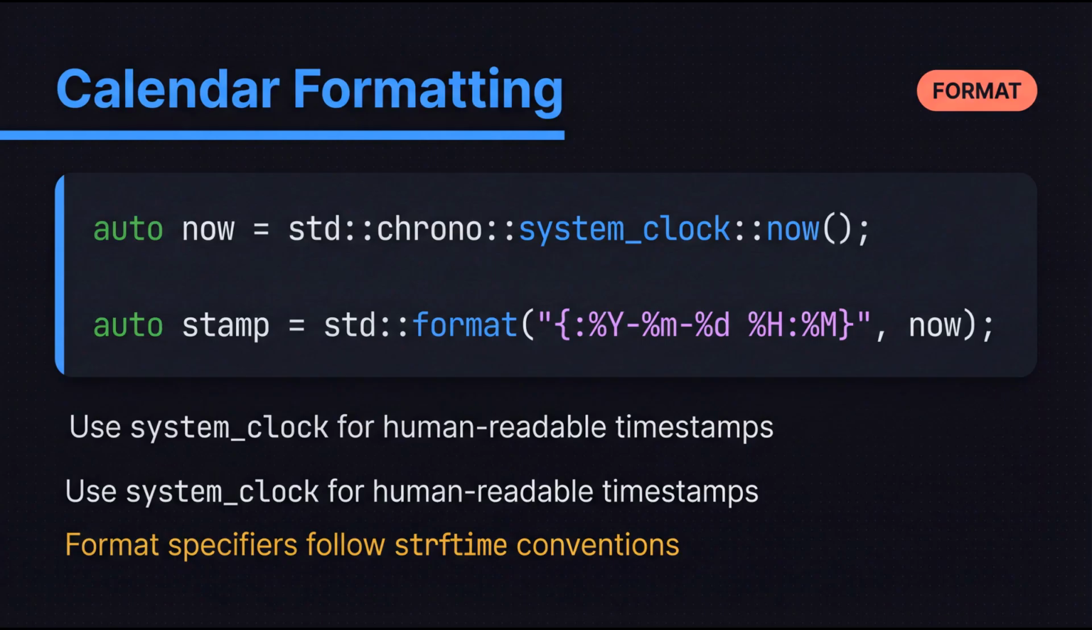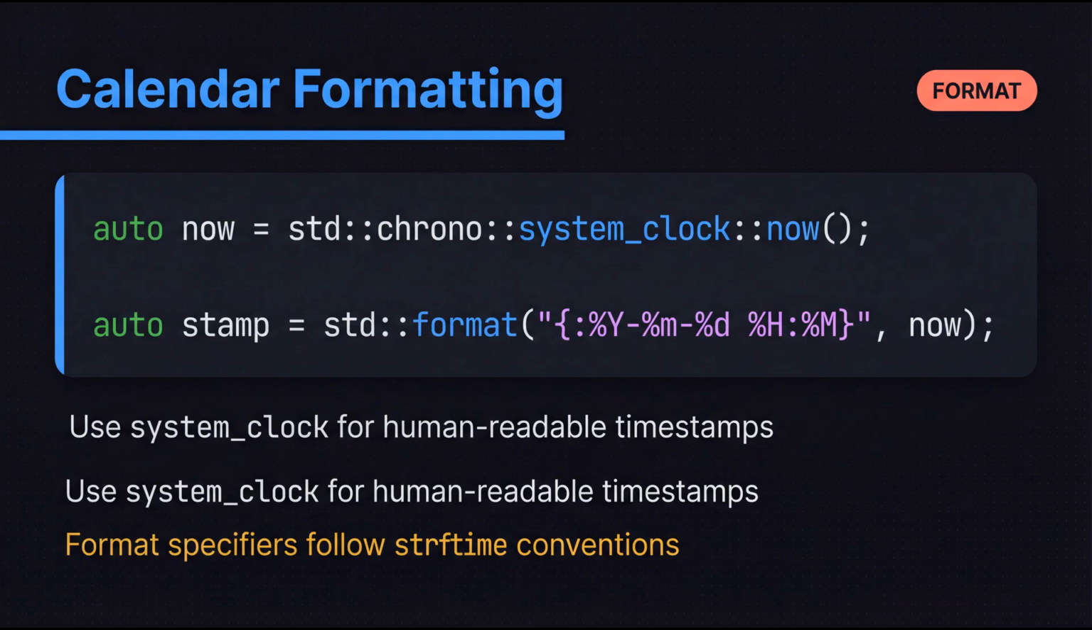System clock time points can be formatted directly using format specifiers that follow the strftime conventions. Here we capture the current system clock time, then format it as year, month, day, hour, minute. The %Y gives the 4-digit year, %m gives the 2-digit month. %d gives the day. %H and %M give hours and minutes in 24-hour format.